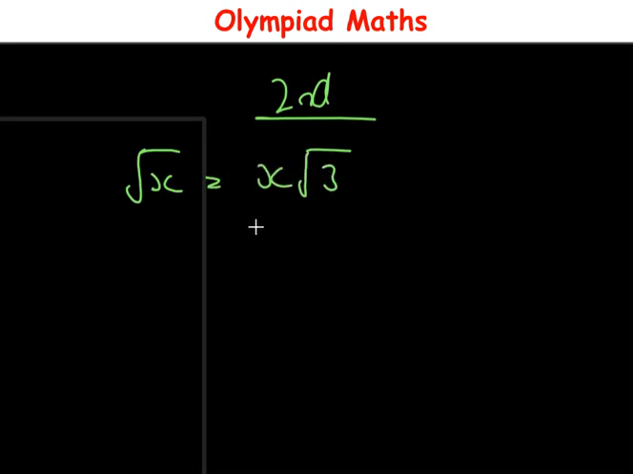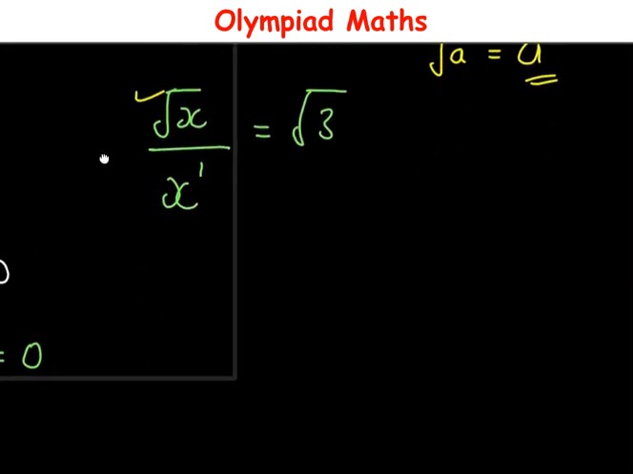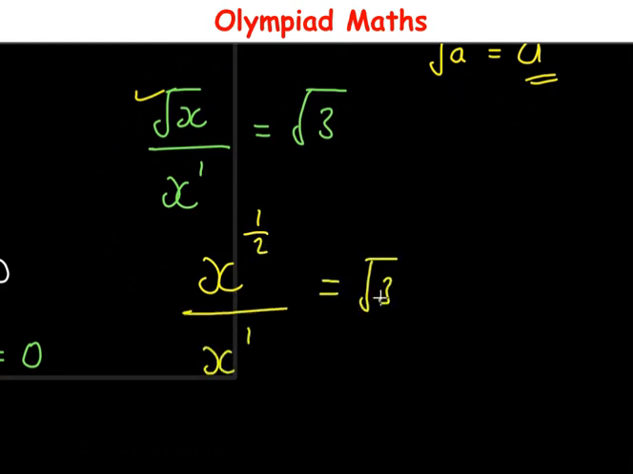So here, we're going to divide both sides by x. So divided by x, divided by x. x will divide x. What we have is root x over x to the power of 1 is equal to root 3. Okay, so from here, there is a rule of indices that if you have root a, this can be written as a raised to power 1 over 2. So applying this, what we then have is x raised to power 1 over 2 all over x to the power of 1 is equal to root 3.